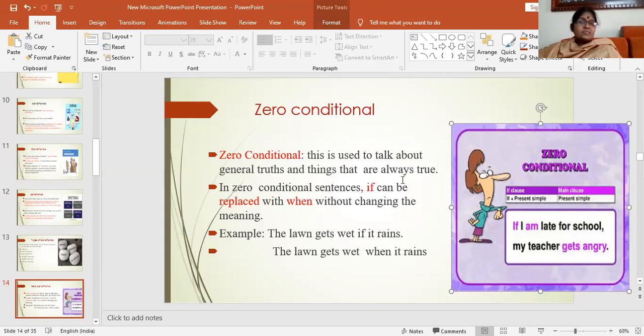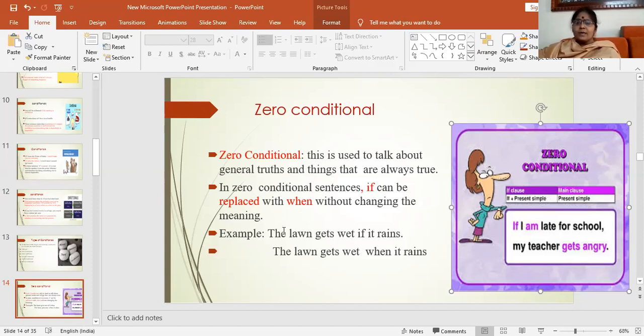Every teacher would expect some discipline in a student, and would not entertain students coming late to the class, right? So zero conditional is used to talk about general truths and things that are always true. That is, in a zero conditional sentence, if can be replaced with when without changing the meaning. So the first condition is that it talks about general truths and things that are always true, and the second condition is that if can be replaced with when without changing the meaning.